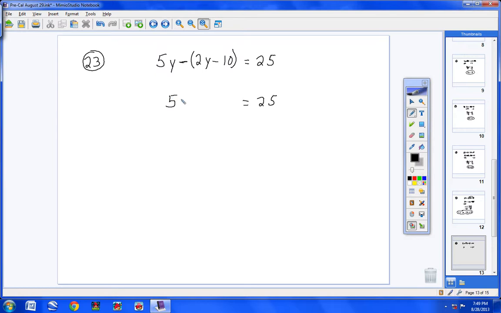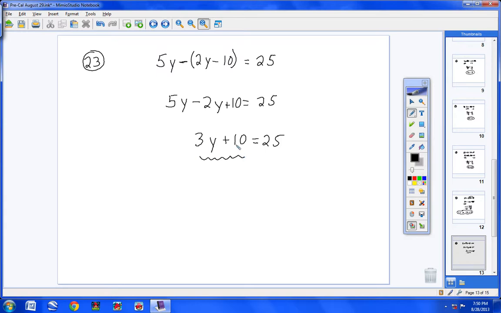So I'm going to bring down my 5y, take this negative sign, multiply it through. Negative times a positive would be a negative 2y, and a negative times a negative would be a positive 10. Well, looky here. We can simplify this side further, can't we? You always want to simplify each side as far as you can go. So 5y minus 2y. Look, they're like terms. 5y minus 2y is 3y. Positive 10 equals 25. Now, can you simplify this side any more?